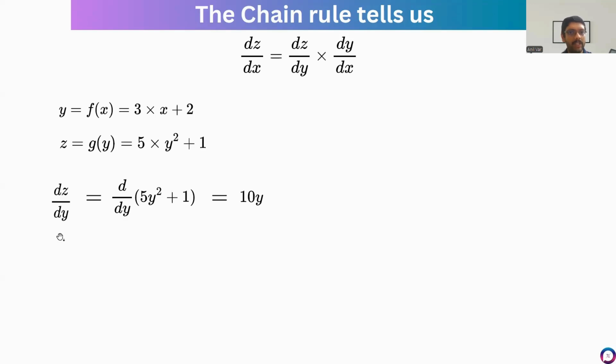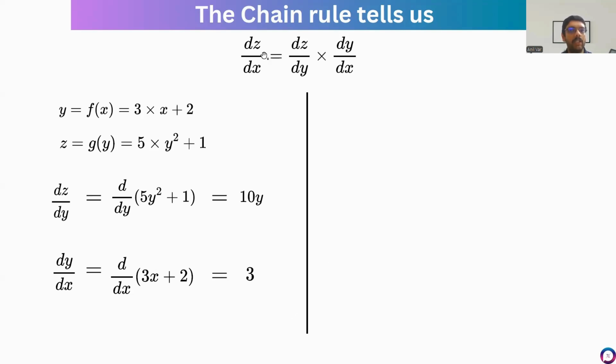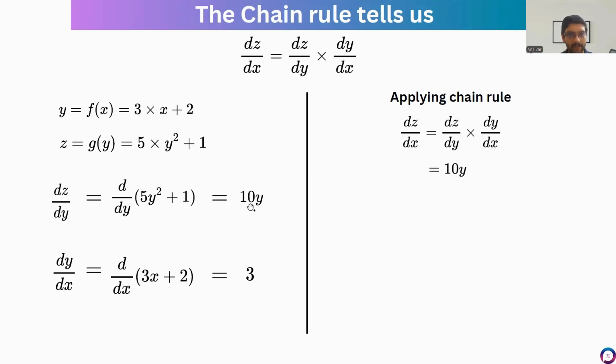So we've got dz by dy. Now we have dy by dx. Well, we know y is directly dependent on x. So we say dy by dx is d by dx of 3x plus 2. Again, the derivative of a constant goes away. The d by dx of 3x is 3. And what the chain rule tells us is you can now say dz by dx is dz by dy times dy by dx, which means it's 10y, which we've just computed here, times dy by dx, which is 3, which we've computed here. That gives 30y. Right? So we've got dz by dx is 30y.